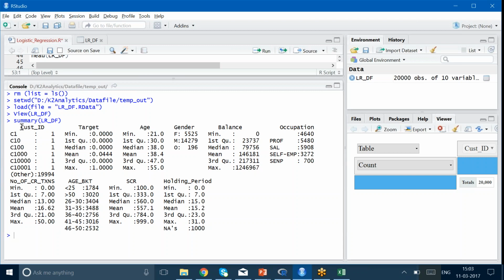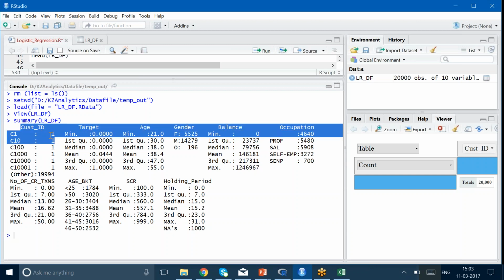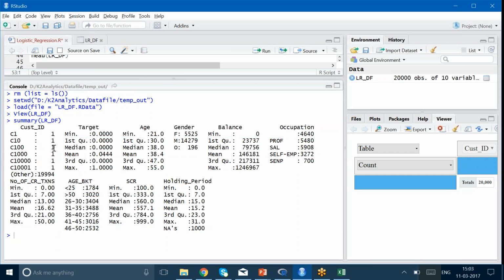So first I see customer ID. It says C11, C10, C100, and then others, 19,994. What it clearly shows me is that customer ID is my unique identifier. Then target. Obviously the min value of target will be 0 and the max value will be 1, because a customer who responded is marked as 1 and those who have not responded are marked as 0.